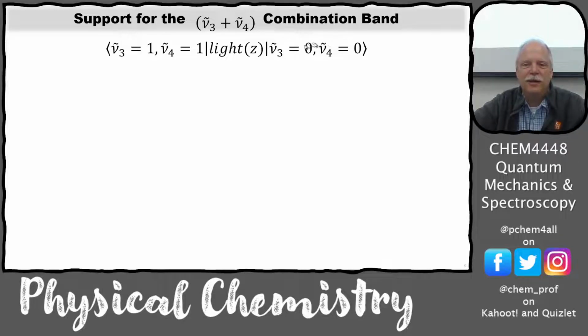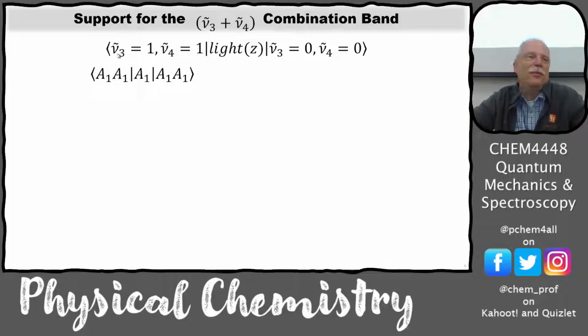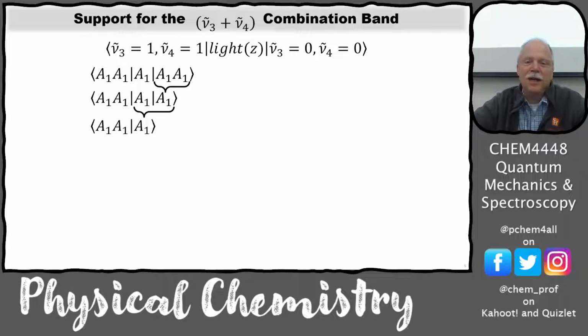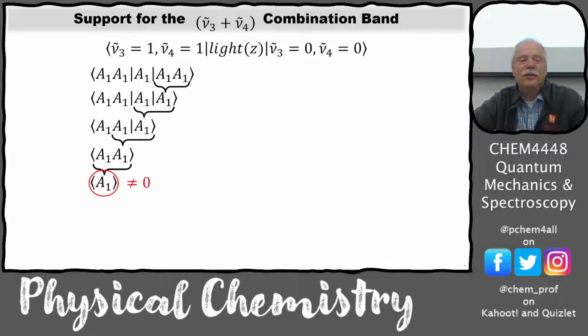We have nu 3 and nu 4 going from 0 to 1. And it's nice that nu 3 and nu 4 are still top row, so it's top row all the way across. So this one's pretty easy. Again, by pairwise combinations from right to left, we end up with A1, which is top row, so that's not equal to 0. So this one's going to definitely be allowed, and it seems to be intense enough for us to have a good-sized peak.